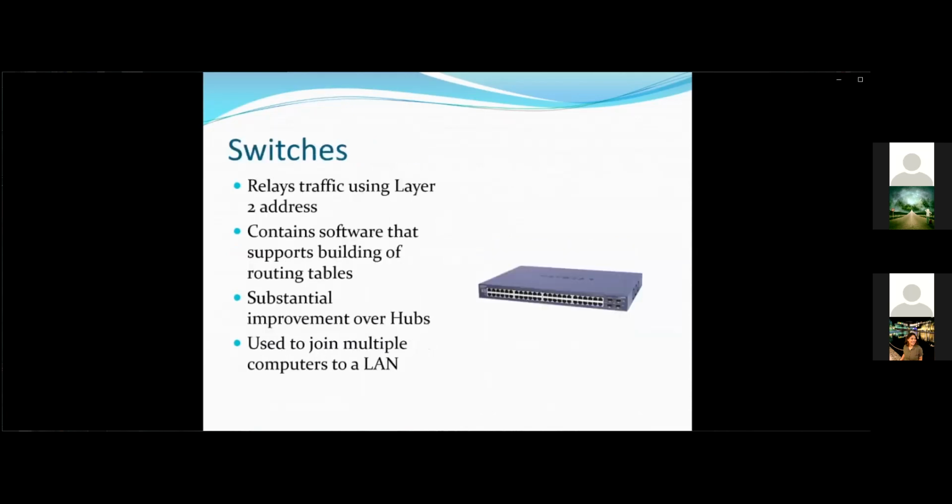Bakit? Alamin natin. Sunod. Sa switches, we have relay traffic using layer 2 address. Okay, o yung OSI layer. Contains software that supports building of routing tables. So one of the reasons why is meron na raw siyang software. Unlike sa yung kaninang hub, talagang ano lang siya, no? Physical layer lang siya, meaning connect lang tayo, parang nagsaksak lang tayo ng cable sa ating electric port. Substantial improvement over the hub and used to join multiple computers on the LAN. Ayan, so siya yung usually ginagamit. Ngayon, we have the switch or the switch hub.